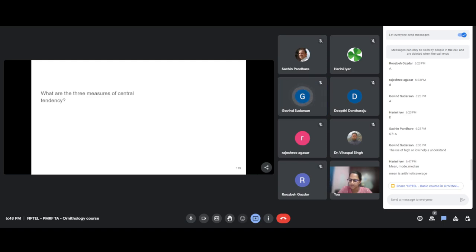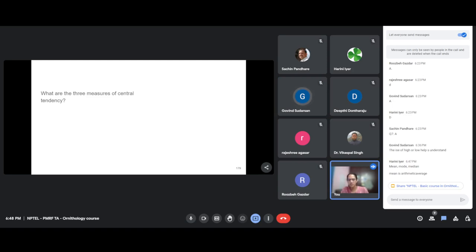Yeah, Govind. The mean is the average of the data. The median is the center point or the middle point of the data, and the mode is the frequency, the number of times of a particular data. Yeah, correct. Even Harini has said mean is the arithmetic average.